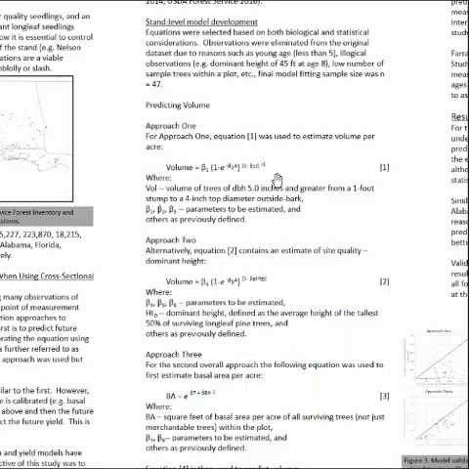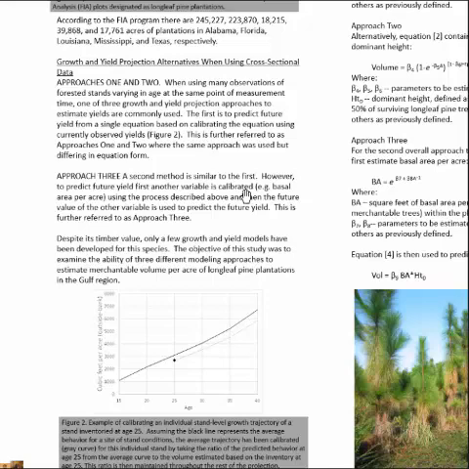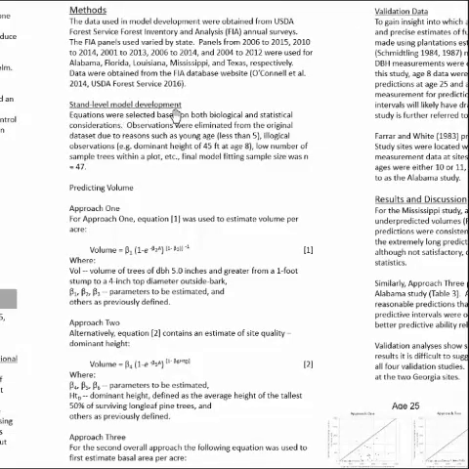For this study, approach 1 predicted volume simply as a function of age, and approach 2 predicted volume as a function of age and included a measure of dominant height in the equation. And despite longleaf's timber value, only a few growth and yield models have been developed for this species. So the objective of this study was to examine the ability of these modeling approaches to estimate marginal volume per acre of longleaf pine plantations in the Gulf region, to see if FIA data could be used to develop a tool for prediction.